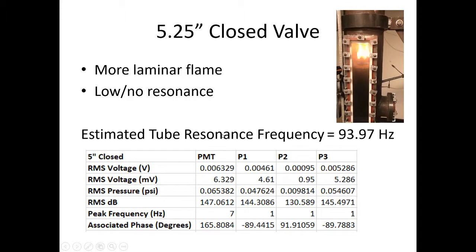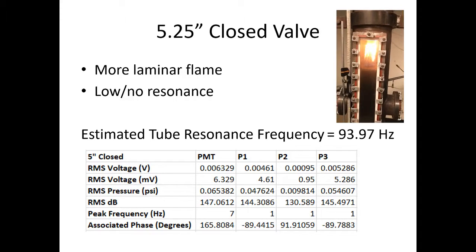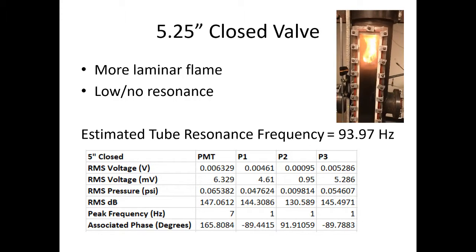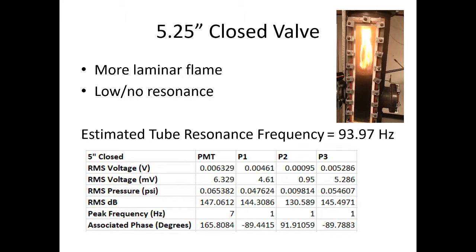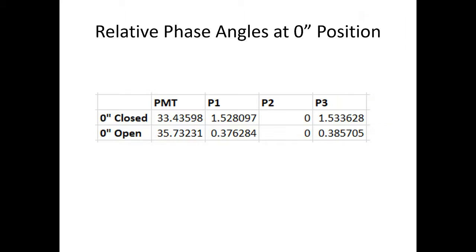The next and final experiment was when the plate was elevated to 5.25 inches with a closed valve. The flame was much more laminar and experienced very little to no resonance. And this is shown by the data where the peak frequency is only 1 Hz, and the estimated tube resonance frequency was 94 Hz. Here also shown are the relative phase angles at the 0 inch position. This was calculated by subtracting the pressure transducers at the top and the bottom and the photomultiplier with the pressure transducer value in the middle of the tube.